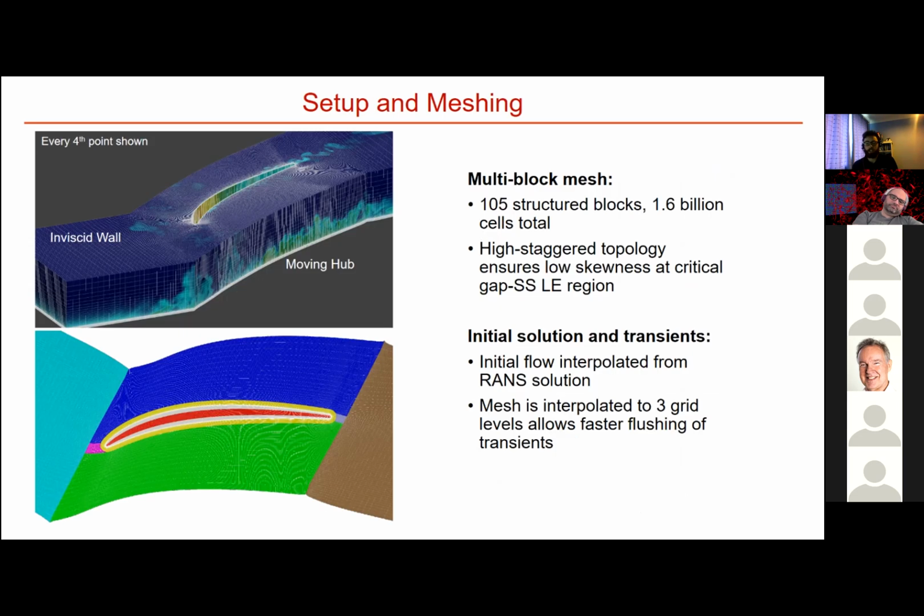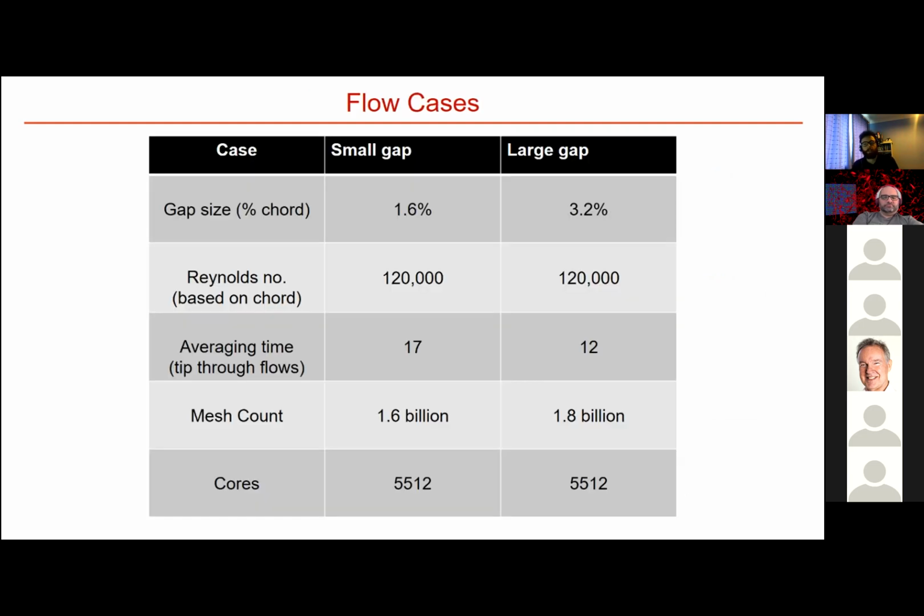We use a structured mesh with 1.6 billion cells, most of which are concentrated around the tip clearance. Using our H-staggered topology ensures low skewness at the critical gap suction side leading edge region. And the initial flow for the solution is computed using RANS, and 3 meshes were used to allow faster flushing of transients. So the flow cases are high fidelity simulations of cantilever compressor stators at 1.6% and 3.2% tip clearance to chord ratio.